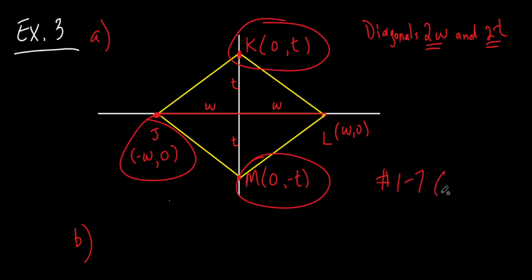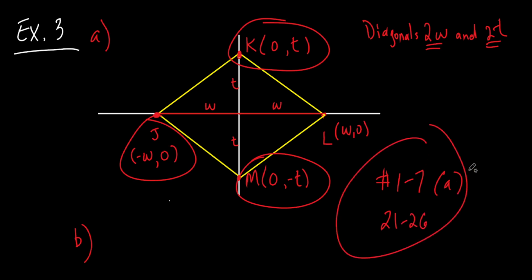That's the part A. And then the part B is 21 to 26. That's not many. Let's do them all. So let's go 1 to 7 and 21 to 26. Okay, so let's do them all. We won't call it A or B. Okay? That's not too many, is it? That's 6 problems, 7 problems, 13 problems. Yeah, that's not too bad. Go ahead. So 1 to 7, 21 to 26.